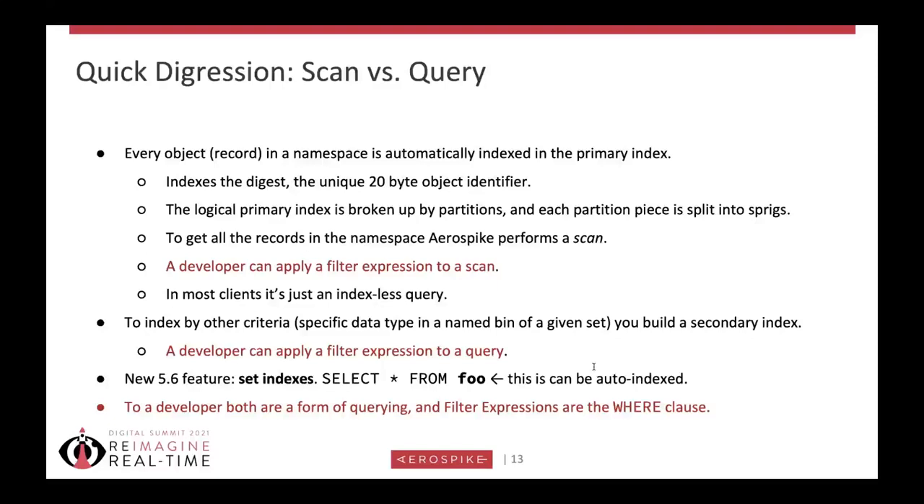So, if you're using something like Presto, for example, any type of SQL-like query is always going to be a select star from table name. Now that all the records in that quote-unquote table are going to be automatically indexed, which should speed up querying or scanning, specifically just to walk everything in the set or table, if you want to use that terminology. So from a developer's perspective, these are both forms of querying, and the filter expression is what acts as the where clause.